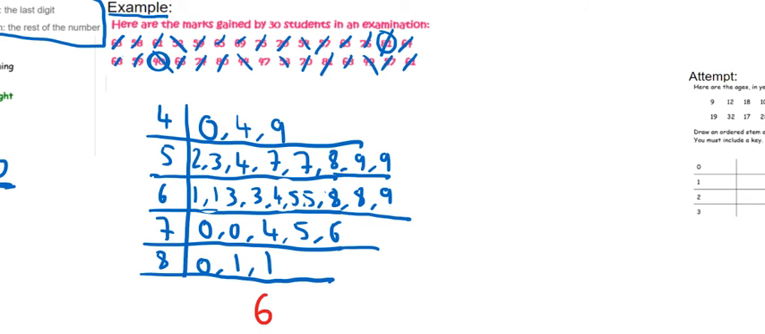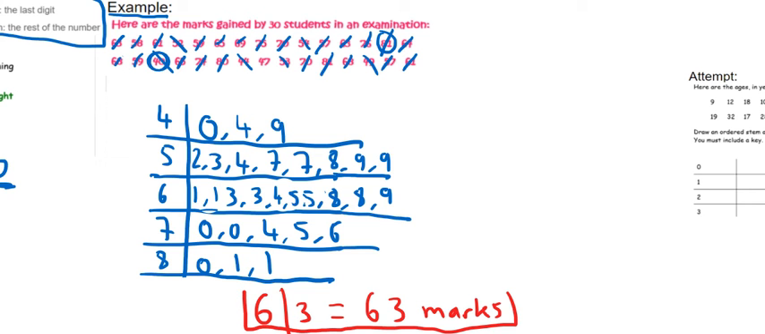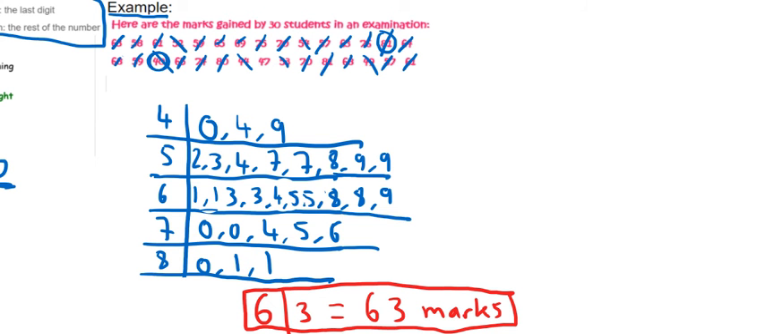So 6 and then the line and then the 3, because that line here represents the line, this line basically. That represents 63 marks. And that's basically what a key is then. It's where you just take one of the pieces of data and you just kind of say what it is. So 6 line 3 equals 63 marks. So that's really what a key is. So that's the stem and leaf plot drawn.